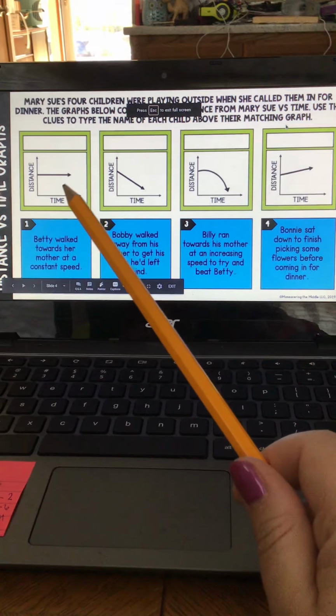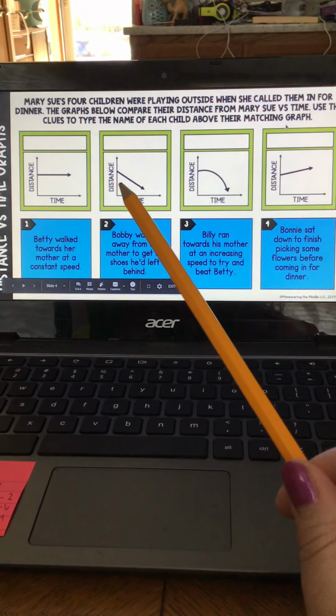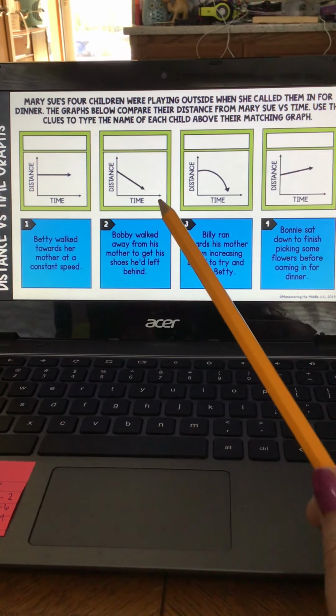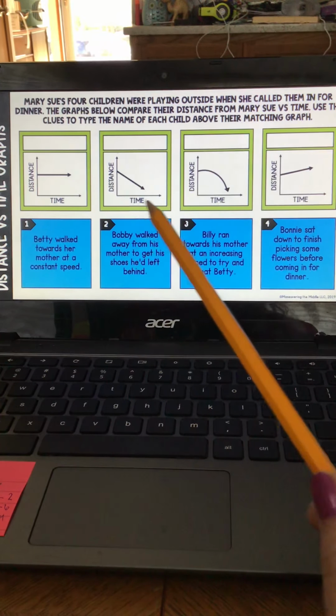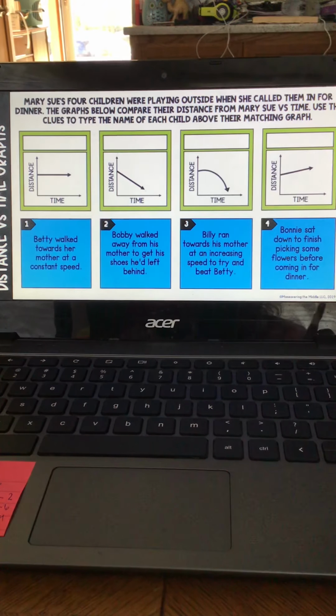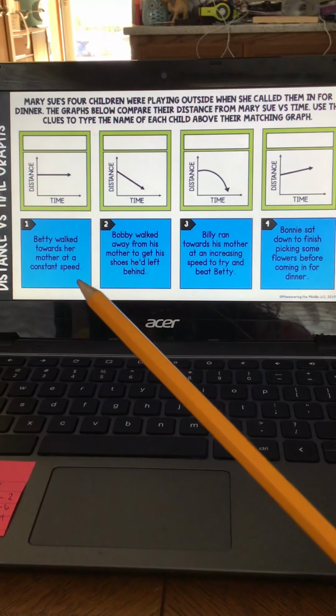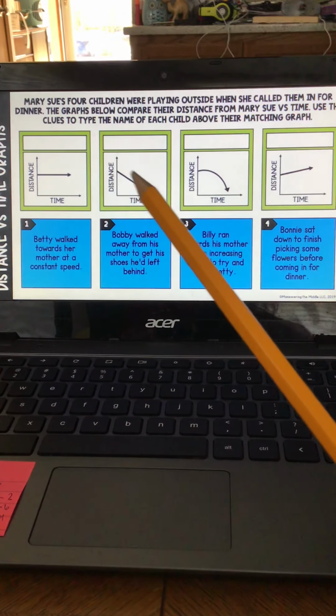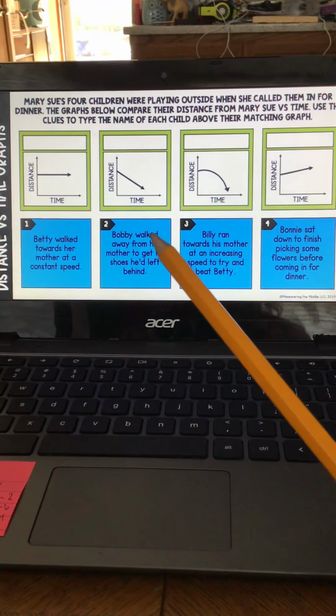So if we go back to the slides, what is going on in these situations? Well, this person is clearly not walking. This person is walking slower or increasing. So this is increasing at a steady pace, at a constant rate. This would be decreasing. Like Billy walked towards her mother at a constant rate. That would probably be this one because the distance would be less, since he's coming towards her.